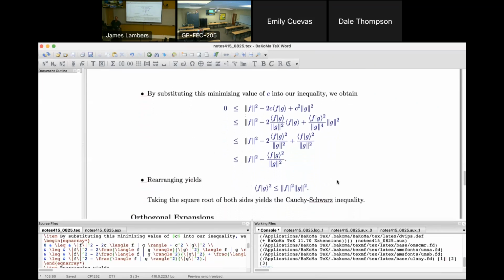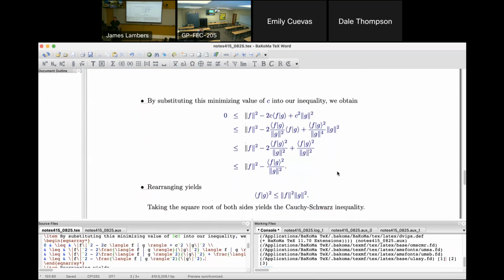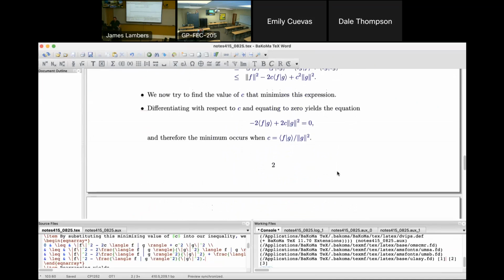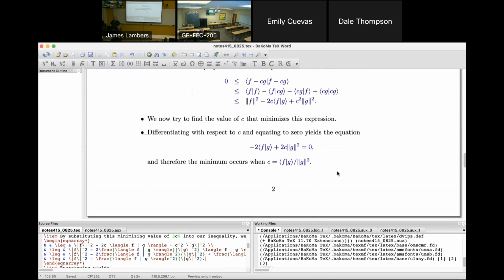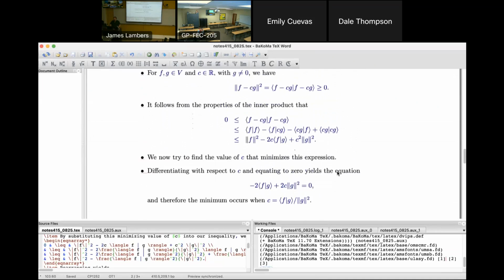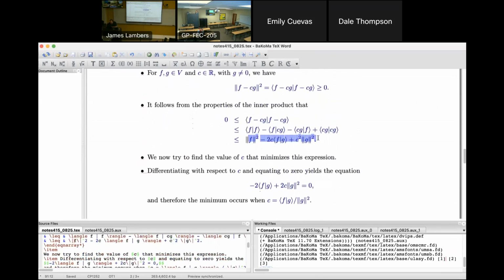Yes? What happened to the integral of the magnitude of f squared from here to here? Oh, we're thinking of this as a function of c. That means this term is a constant.